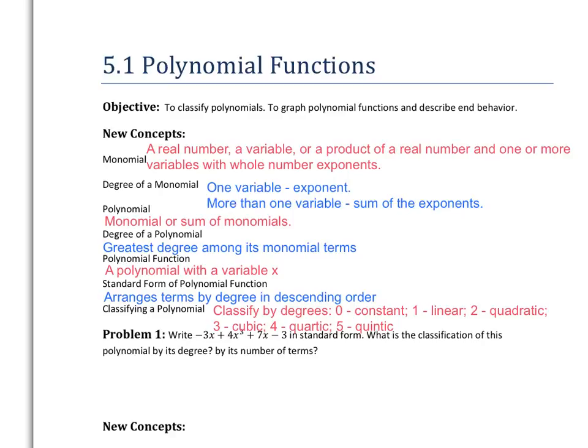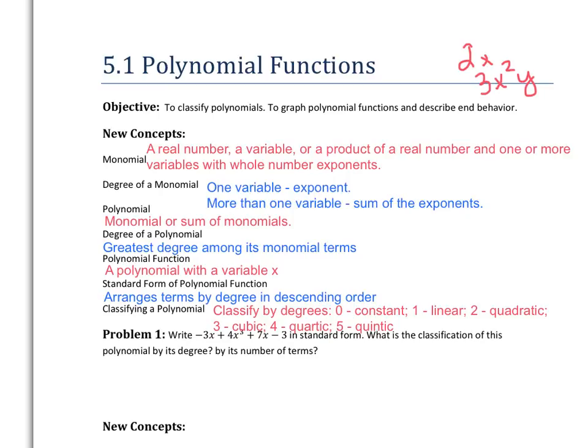A monomial is a real number, a variable, or a product of a real number and one or more variables with whole number exponents. Some examples of monomials could be 2x, or you could have 3x squared y. The degree of the monomial is the exponent if you have one variable, and if you have more than one variable, the sum of the exponents is the degree.